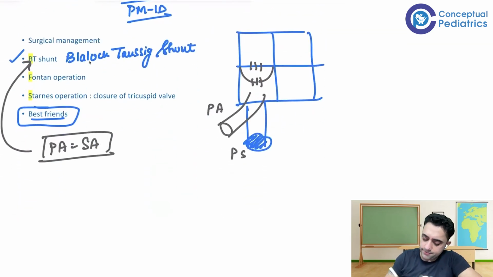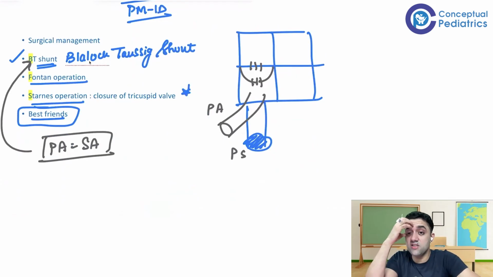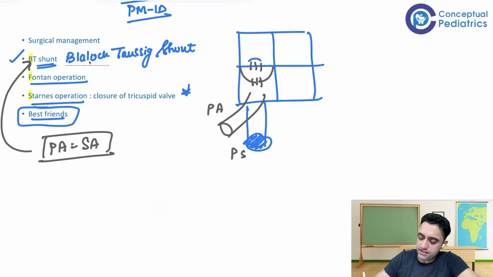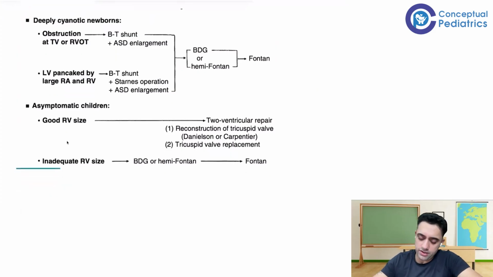The mnemonic we have is best friends. B for Blalock-Taussig, best friends, F for Fontan operation, and one is Starnes operation. It is very rare, rare of rare. In the Starnes operation, basically you repair the tricuspid valve. In the Starnes operation, there is a proper closure of the tricuspid valve, so whatever issue there was basically gets resolved. So that is one thing you should know. So what all I did today is for the Epstein anomaly in pediatric cardiology.